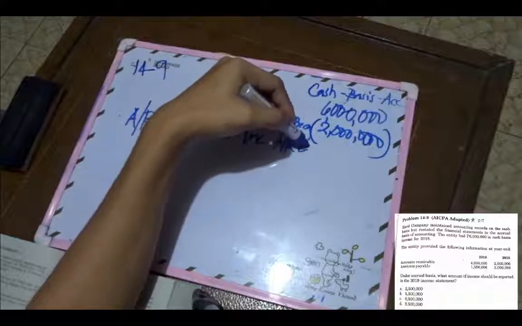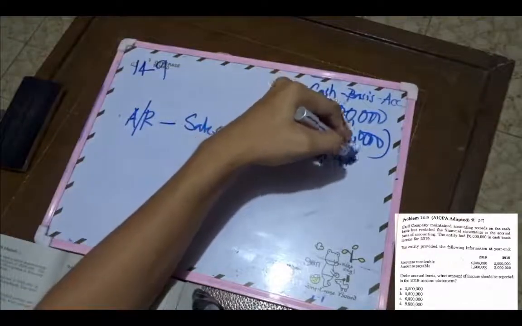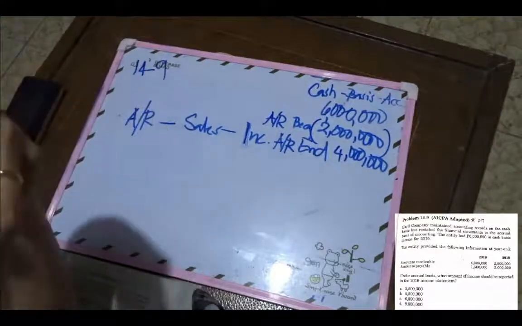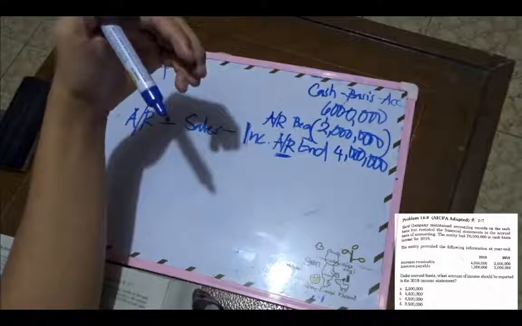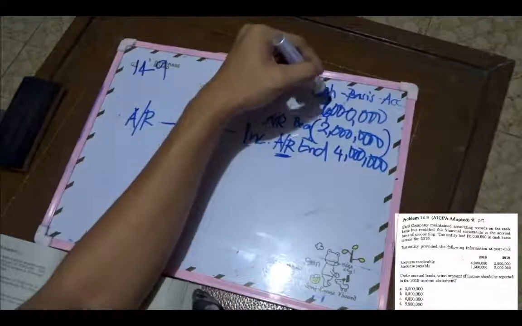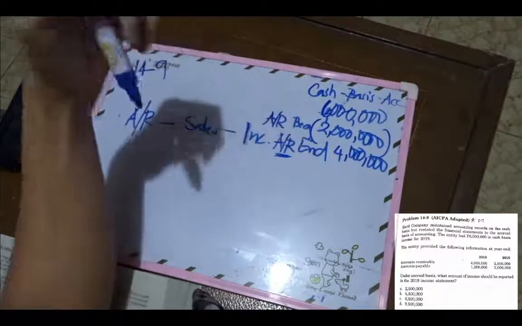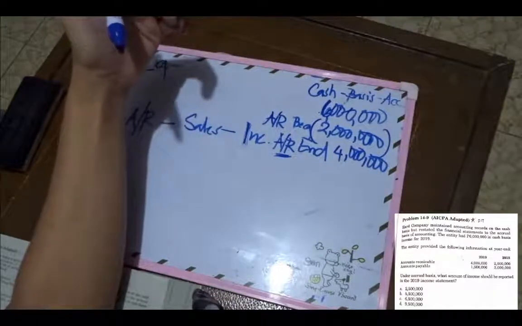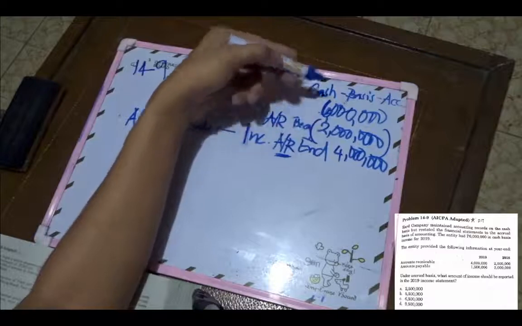Next is AR end. AR end has a balance of 4 million. When you say AR end, it's still a receivable. So as of the end of December 31, 2019, it remains receivable. Because it's a receivable, meaning no cash has been received yet, it was not included in the 6 million because 6 million only includes cash receipts. Take note, this AR end refers to sales provided for the current year. The only thing, it's just not yet collectible. Okay? So under accrual basis of accounting, you need to add this one. 4 million. Add 4 million.